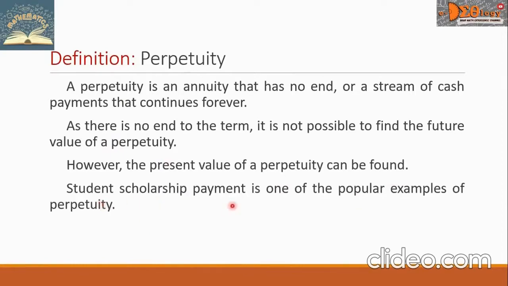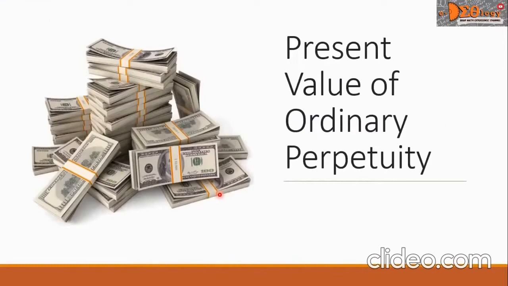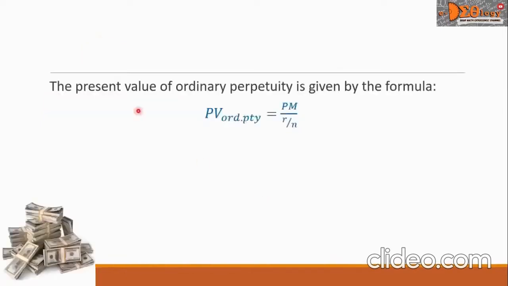Student scholarship payment is one of the popular examples of perpetuity. When the payments are made at the end of each period, we call it an ordinary perpetuity. Let us study now the present value of ordinary perpetuity. The present value of ordinary perpetuity is given by this formula.